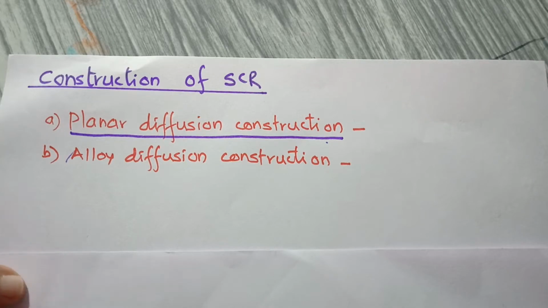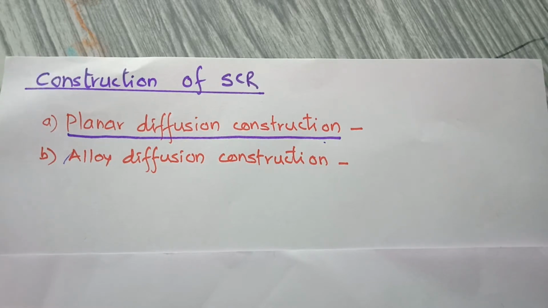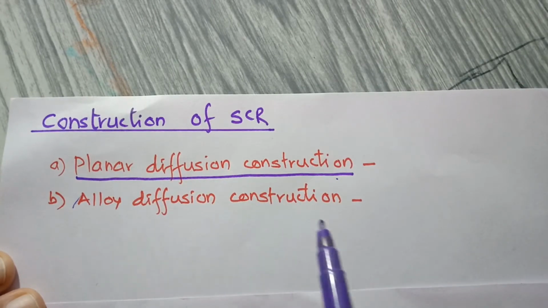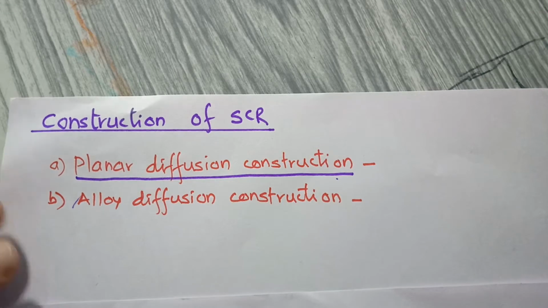In this session, I will try to explain construction of SCR. The current handling capacity and reliable operation of SCR depends on its construction. Basically, thyristors or SCR is a multi-layered semiconductor device, and the semiconductor used is always silicon. There are two basic types of construction: planar diffusion construction and alloy diffusion construction. So let us consider one by one.